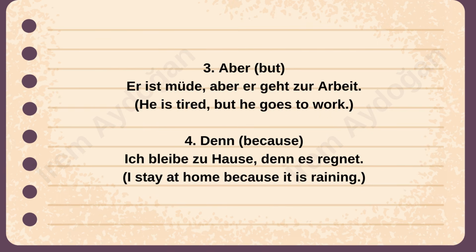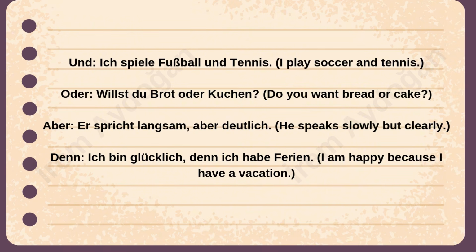Check the examples. Ich spiele Fußball und Tennis. I play football and tennis. Willst du Brot oder Kuchen? Do you want bread or cake? Er spricht langsam, aber deutlich. He speaks slowly but clearly. Ich bin glücklich, denn ich habe Ferien. I am happy because I have a vacation.